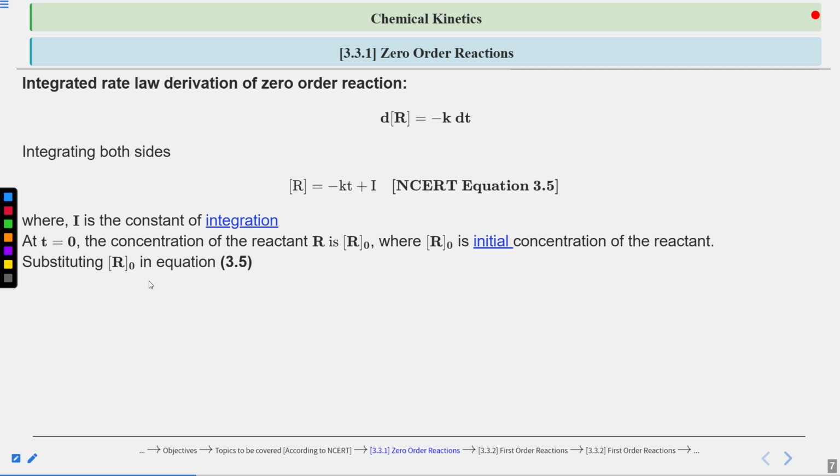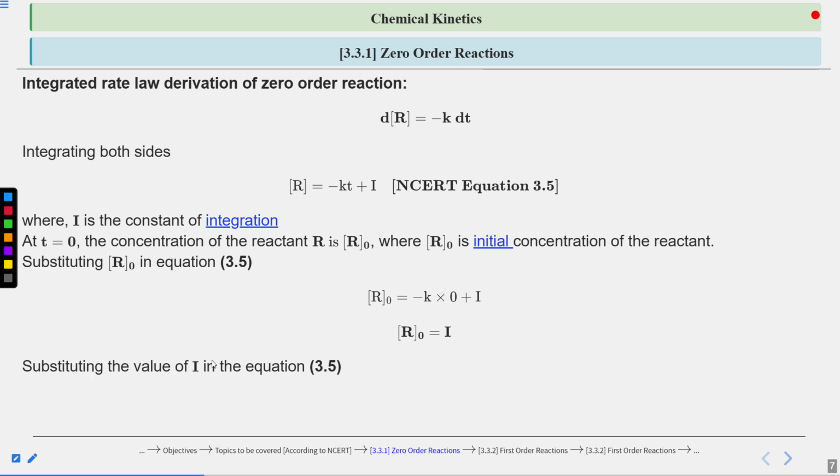Now substituting R naught in equation 3.5. So when you put t equals 0, R will become R naught. You have to put this in equation 3.5. And we get R naught equals minus k multiplied by 0, since t equals 0, plus I. This minus k times 0 means this whole quantity becomes 0, and R naught becomes equal to I.